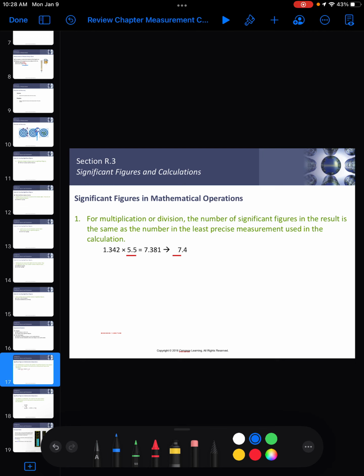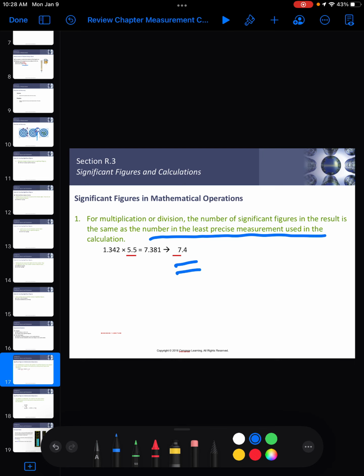Okay, so what happens for significant figures? Here's the actual rule. The significant figures in your result can only be the same as the number in the least precise measurement. So if you have 1.342 and so on, and you multiply it by 5.5 in your calculator, you may get a number of numbers.